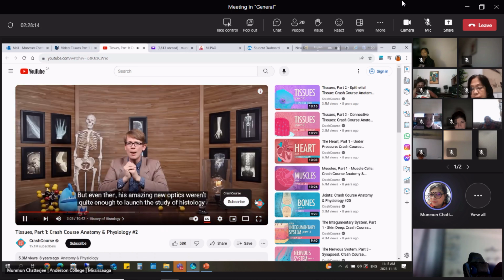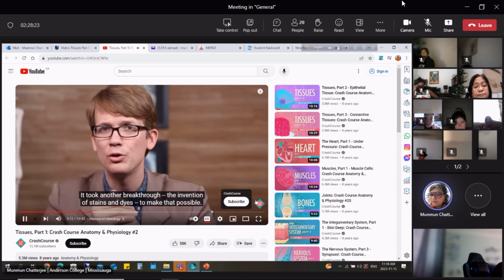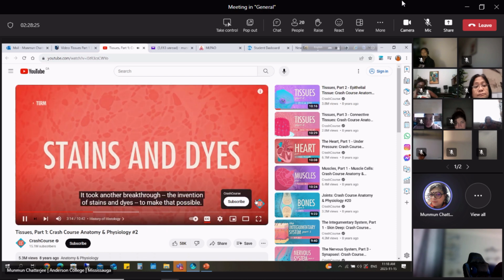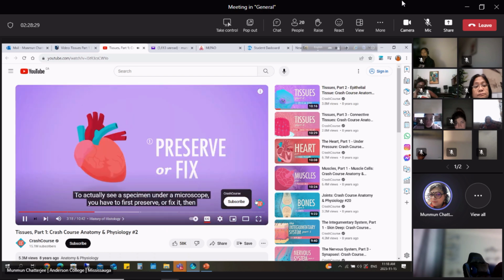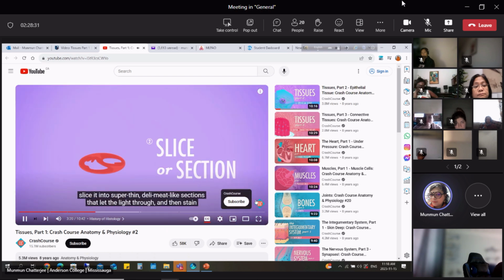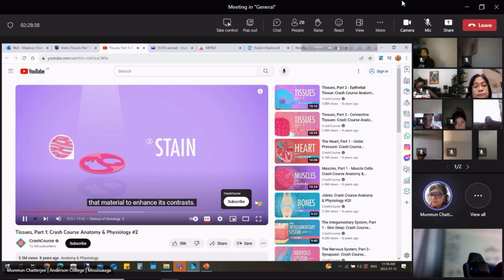But even then, his amazing new optics weren't quite enough to launch the study of histology as we know it, because most individual cells in a tissue weren't visible in your average scope. It took another breakthrough, the invention of stains and dyes, to make that possible. To actually see a specimen under a microscope, you have to first preserve it, or fix it, then slice it into super thin, deli meat-like sections that let light through, and then stain that material to enhance its contrast.